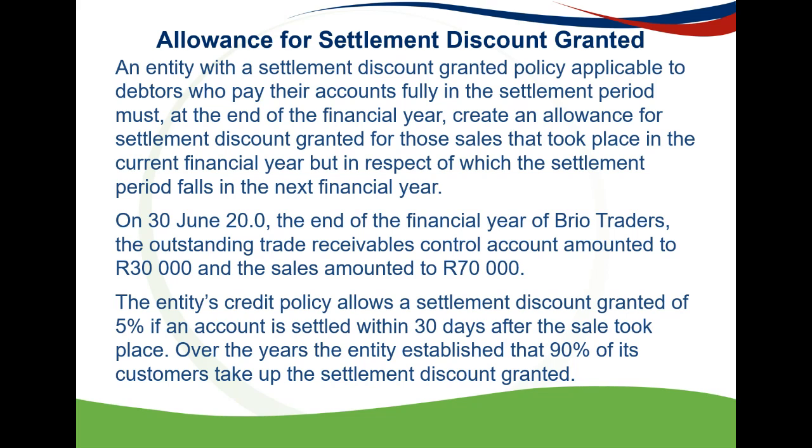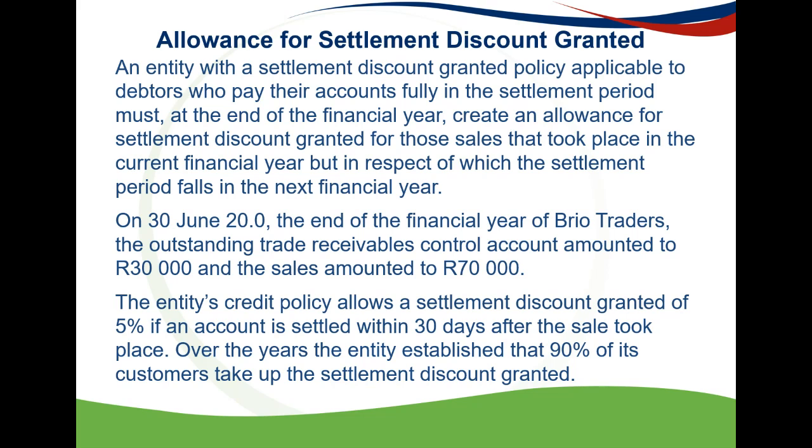But because they're only going to pay you in the new financial year, that transaction will only take place in the new financial year. But in the old financial year, you must already indicate that my debtors is actually a lower amount. What's currently showing in my books is not actually what I'm going to receive. And to do that, you must bring in your allowance for settlement discount granted. Now, let's look at the example.